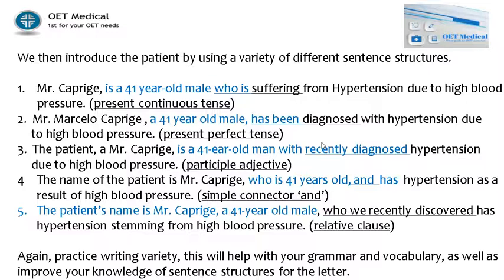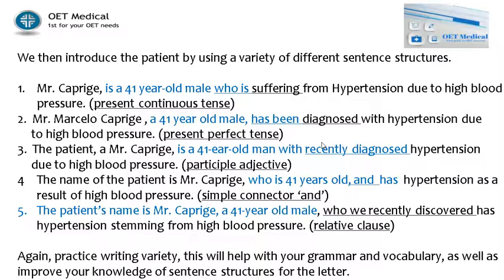Mr. Marcello Capridge, a 41-year-old male, has been diagnosed with hypertension due to high blood pressure. Present perfect, has been diagnosed. The patient, a Mr. Capridge, is a 41-year-old man with recently diagnosed hypertension due to high blood pressure. Participle adjective. So, to be diagnosed, diagnosed is an adjective, but it's also a past participle, so it's a participle adjective.